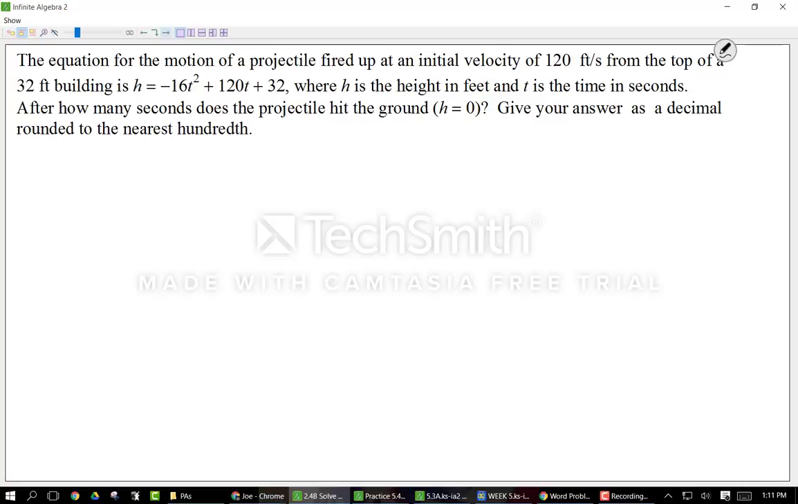Well, let's write the equation down. So h equals -16t squared plus 120t plus 32. It says when the projectile hits the ground. When it hits the ground, what is the height of the projectile? It tells you right here h is 0. Now, it's not always going to tell you, but you have to understand what that means. When a projectile hits the ground, it's going to hit 0.